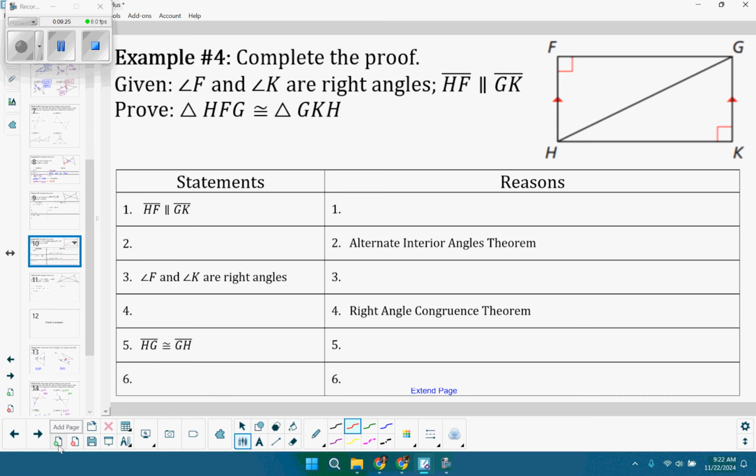Here's example 4. We are told that angle F and angle K are right angles, which is here in step 3, so that's given. And we are told that segment HF is parallel to segment GK, so that is also given. And we know the final step would be triangle HFG is congruent to triangle GKH.